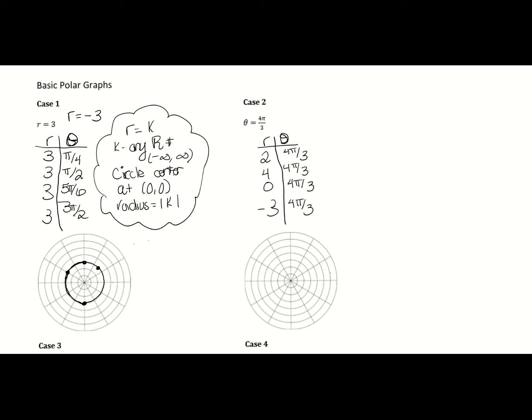So let's plot those to kind of help us visualize what's happening. So 2 comma 4 pi over 3, 4 pi over 3 is in quadrant 3, and I'm going a positive 2 radius.